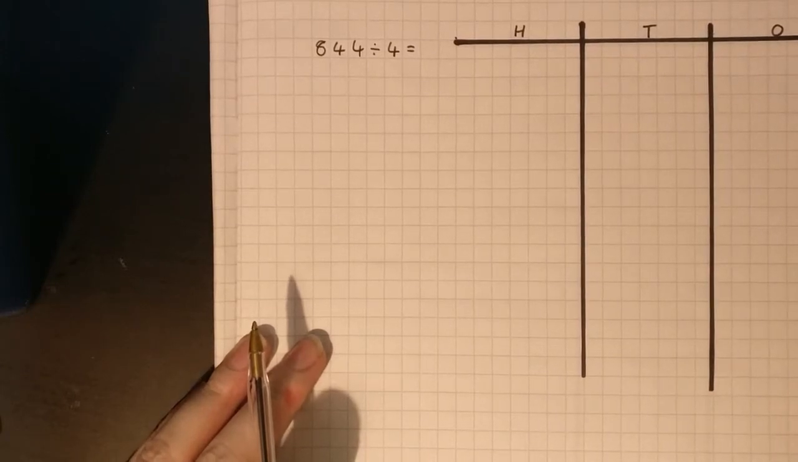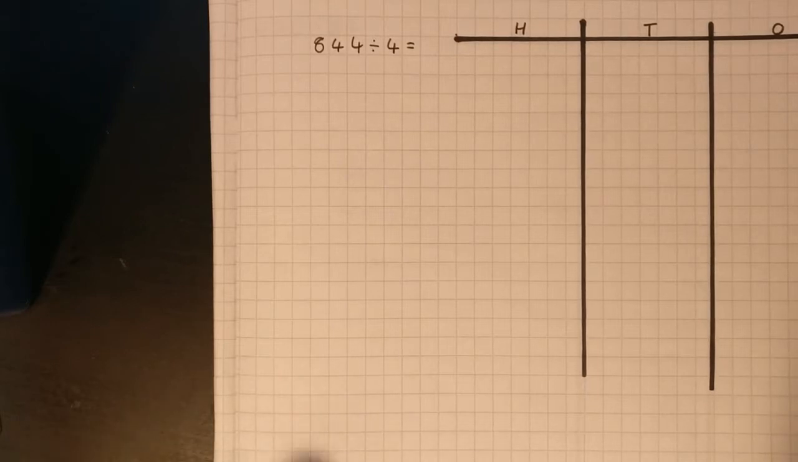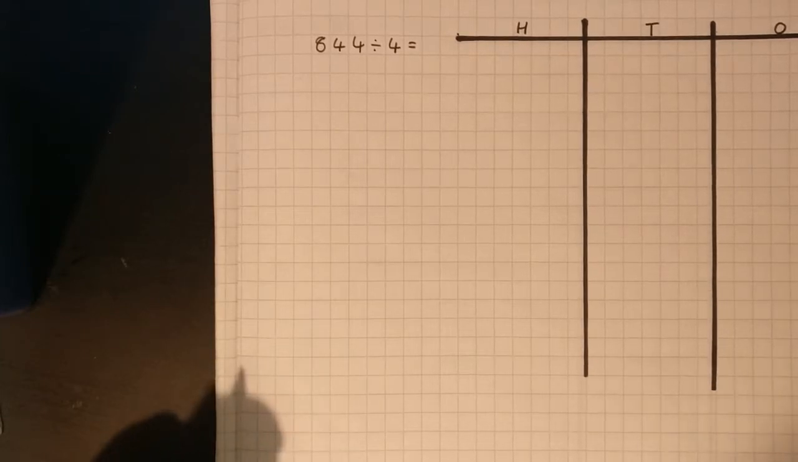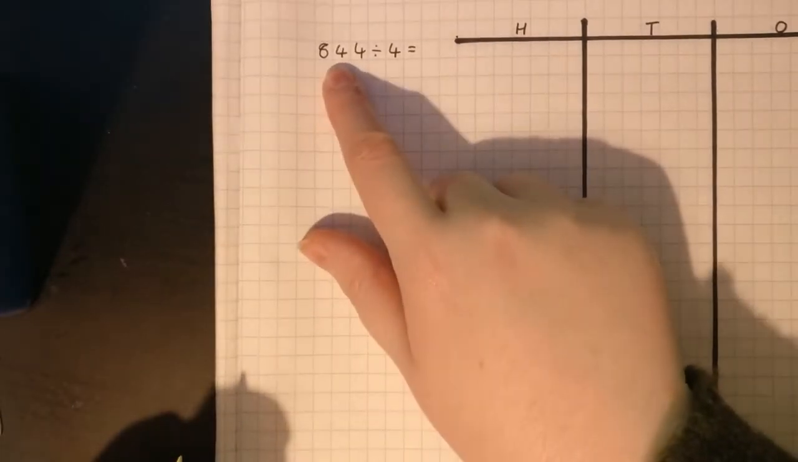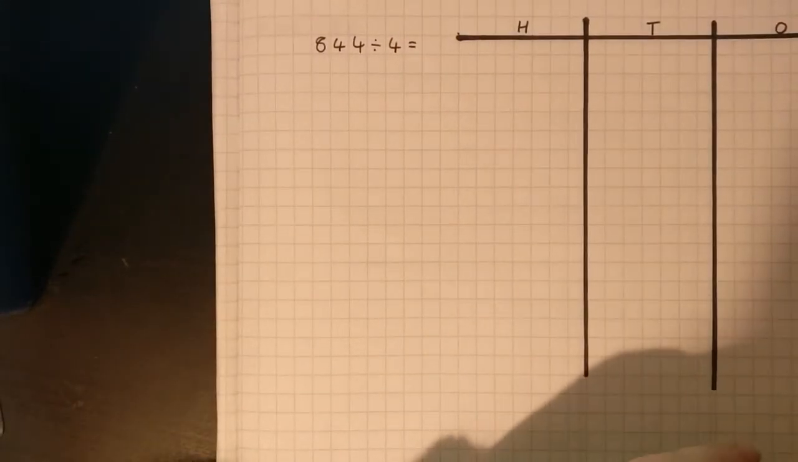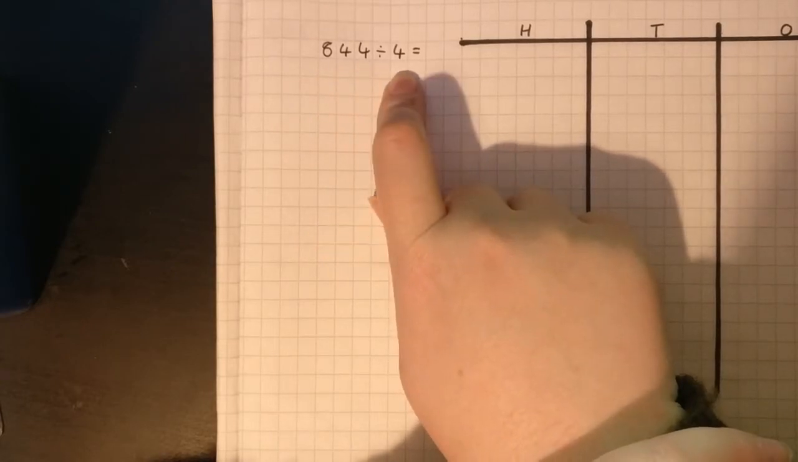So, this is our maths lesson. You've been doing some fantastic division. I've seen it. You are all superstars. And today we are going to extend it a little bit further and we're going to do 3-digit numbers divided by a 1-digit number instead of just 2. So to start off, I've got 844 divided by 4.